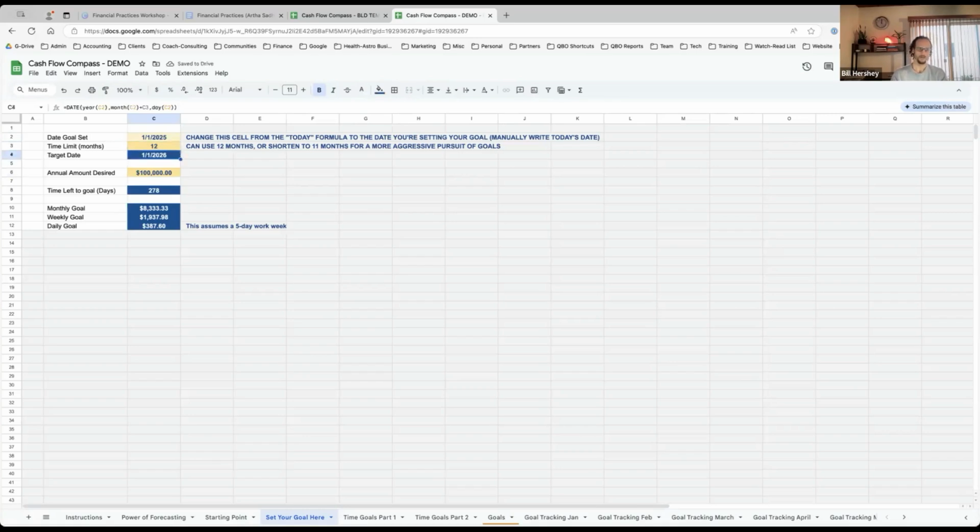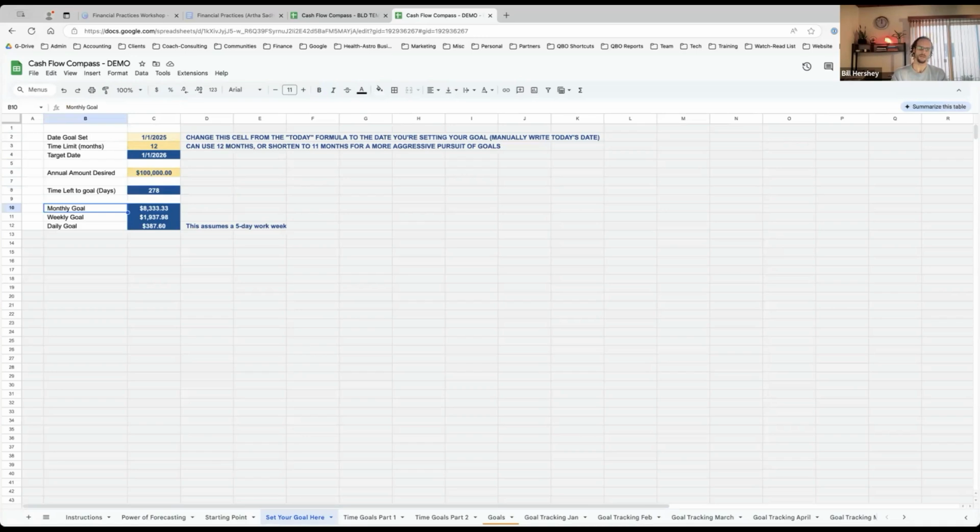And basically, within 12 months, we want to earn $100,000. This sheet is going to know today's date, the date of this recording. It knows we're in March, so there are only 278 days left in the year. I wouldn't pay attention to that at this point.